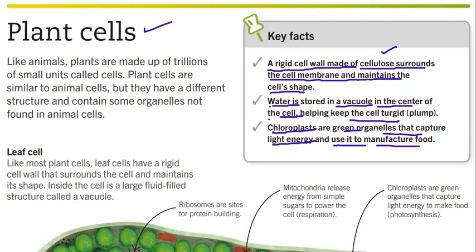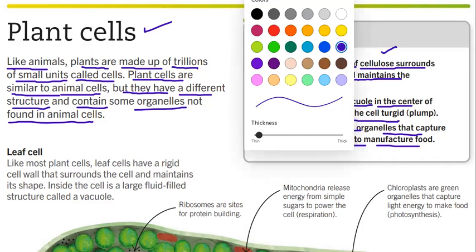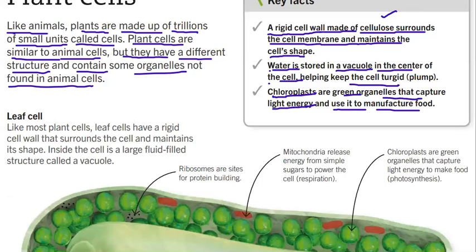And now these are the key facts. Let us see about plant cells discussion. Like animals, plants are made up of trillions of small units called cells. And plant cells are similar to animal cells, but they have a different structure and contain some organelles not found in animal cells. So the most important things here we are learning, right? And in this, let us see the details of a leaf cell.